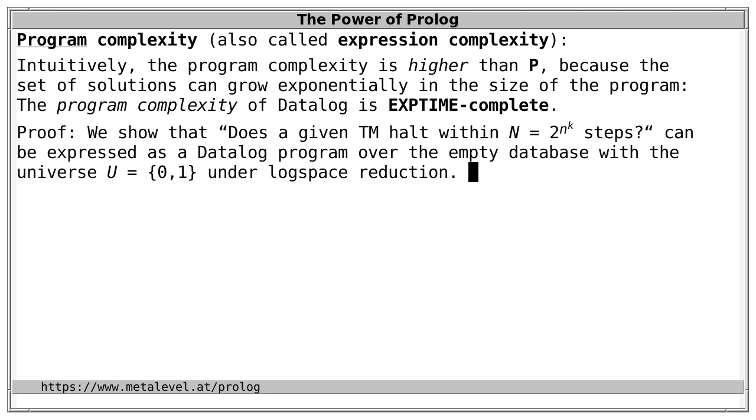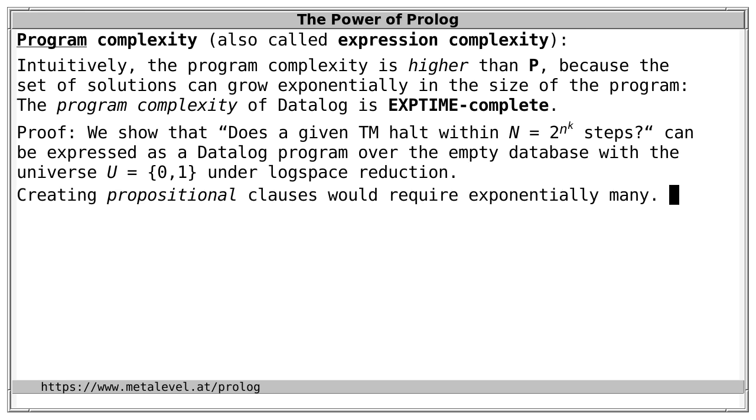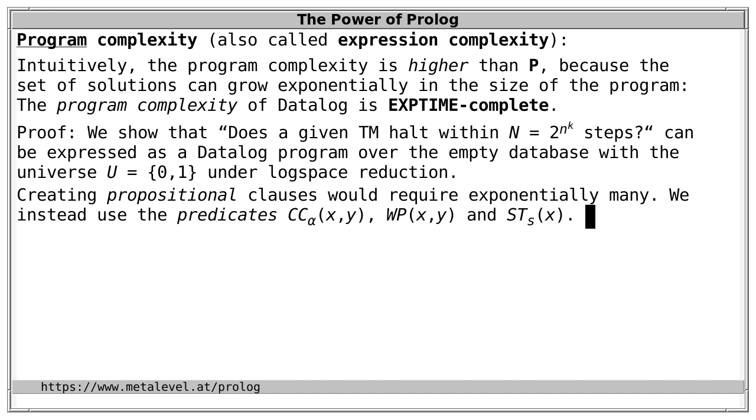And we already know how we can do this, right? Because we can simply use propositional clauses as before, and they are already valid Datalog rules. But creating such propositional clauses as before would now require exponentially many, because we need rules for every point in time. And we said that the running time can now be exponential in the size of the input. So that would not be a polynomial time reduction. So instead of propositional formulas, we shall now use predicates to denote the cell content, the work at position, and the state of the machine at specific times.